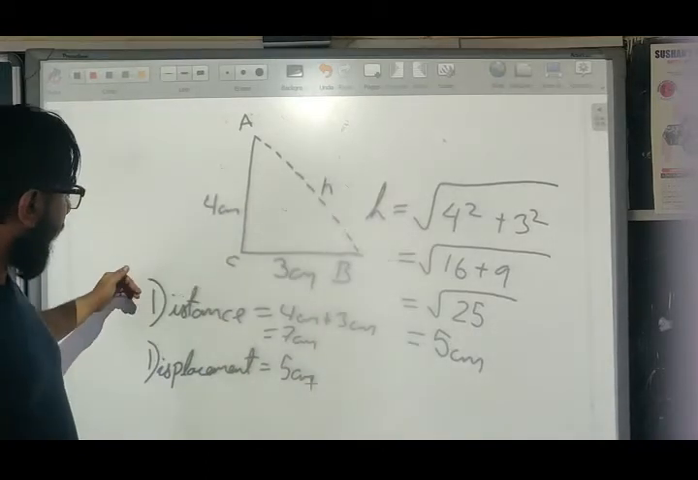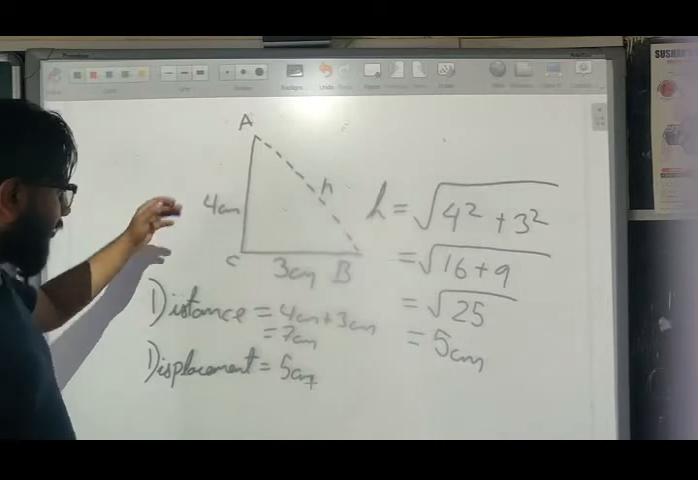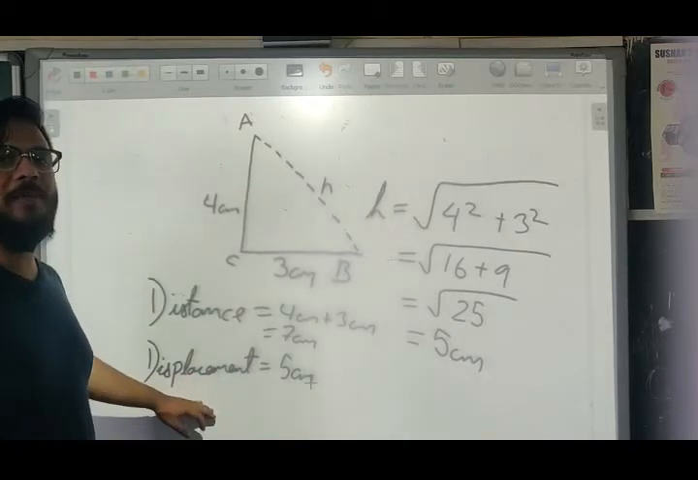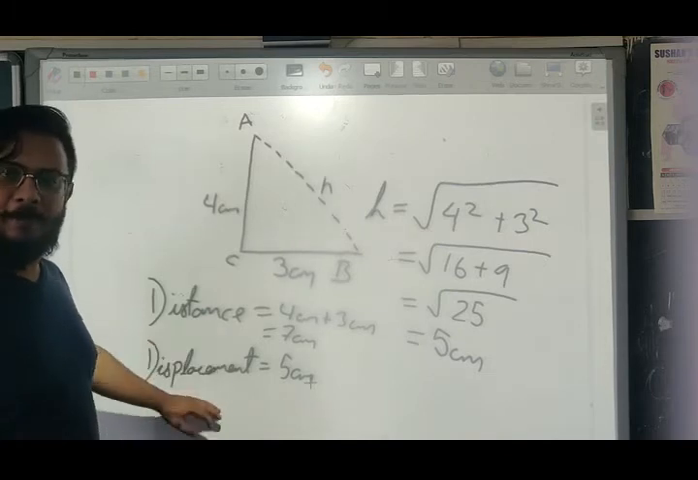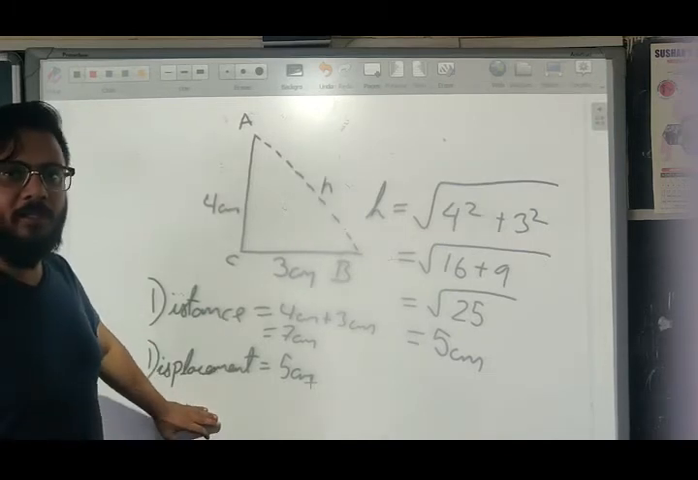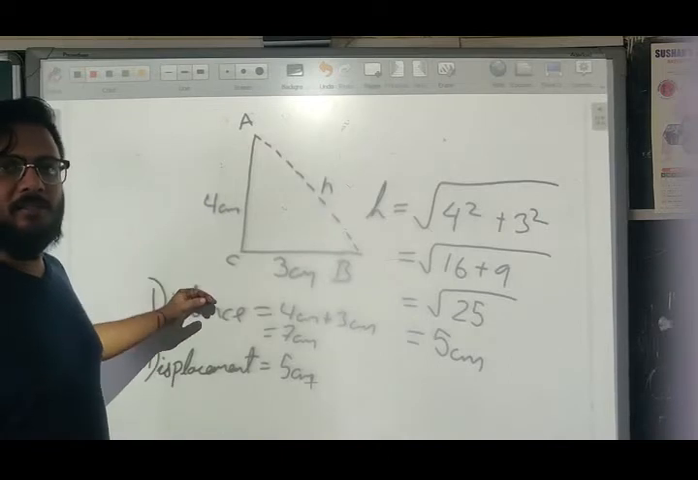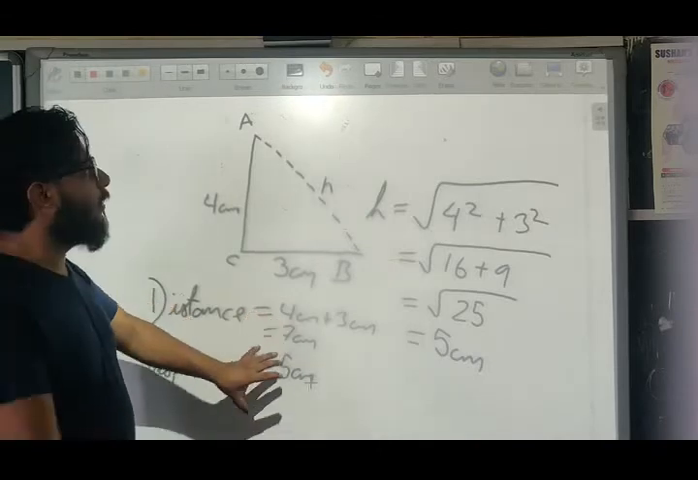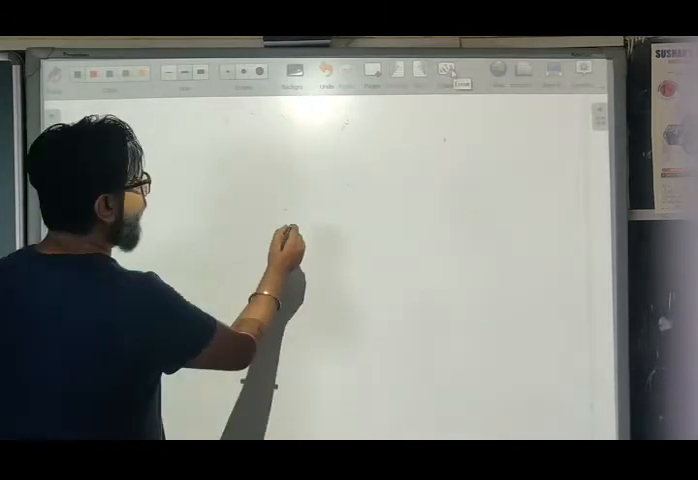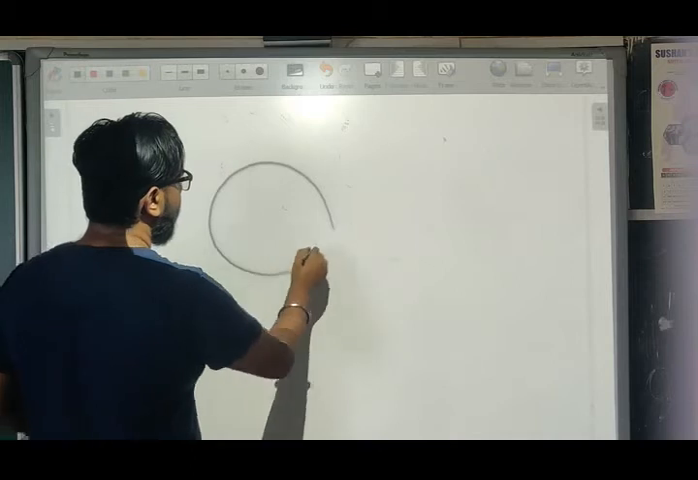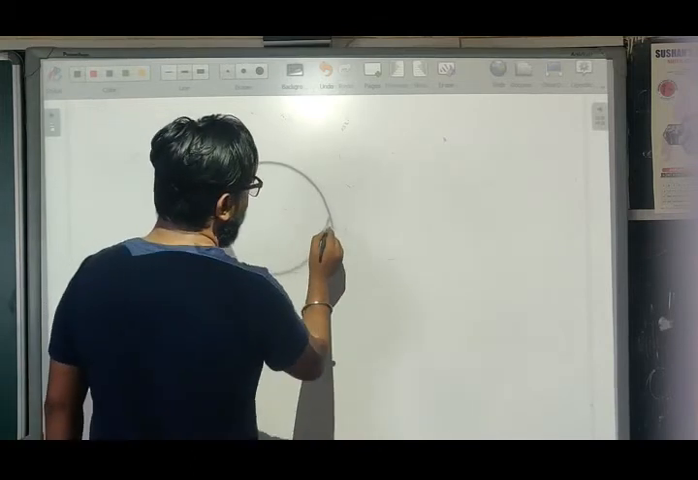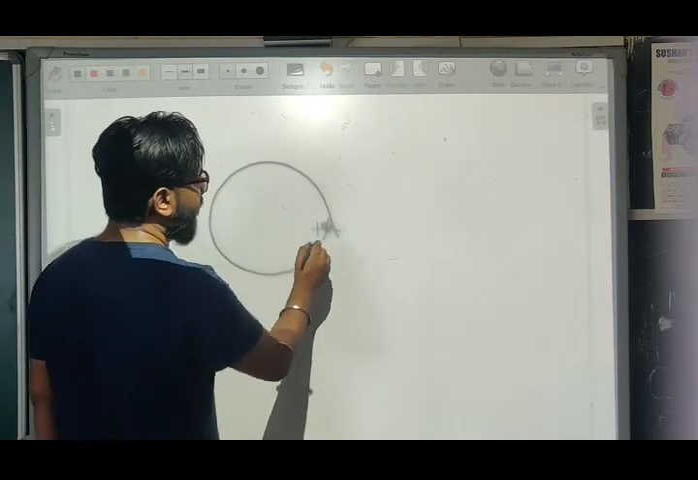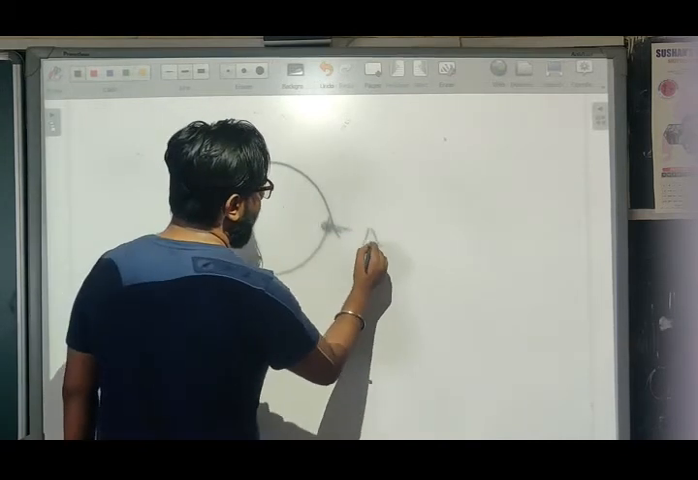So you can understand from this calculation that displacement is always going to be less than the distance. Displacement is never going to be more than the distance. It's always going to be less. It can be equal. In this scenario, for example, let's say there's a circular path. So the guy starts at this point, point A.